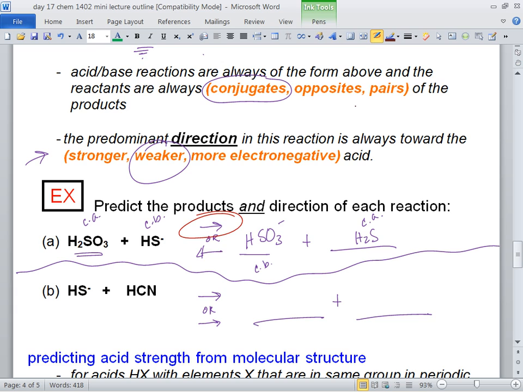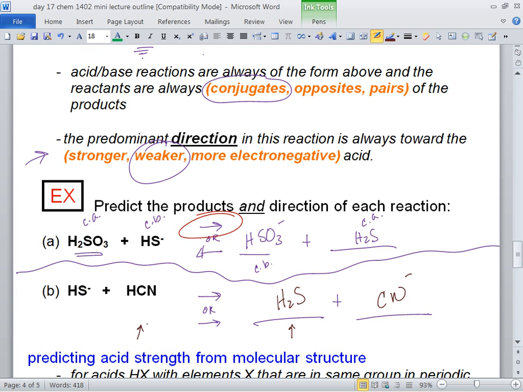So Audrey, what did you pick as your products? H2S and CN negative. Does everybody agree? Good deal. All right, because HCN has to be acting like an acid. So you had to draw its conjugate base on the other side. How about the arrow direction? Andromeda, towards reactants or towards products? So we're comparing H2S and HCN.